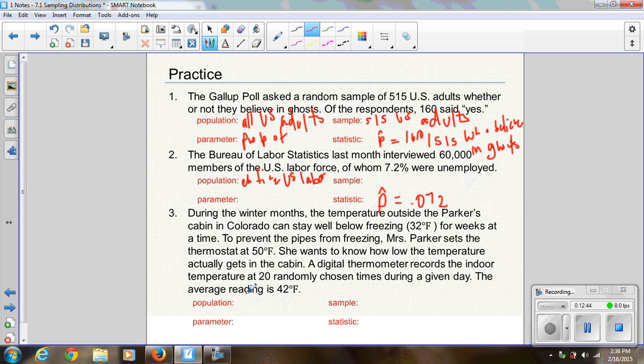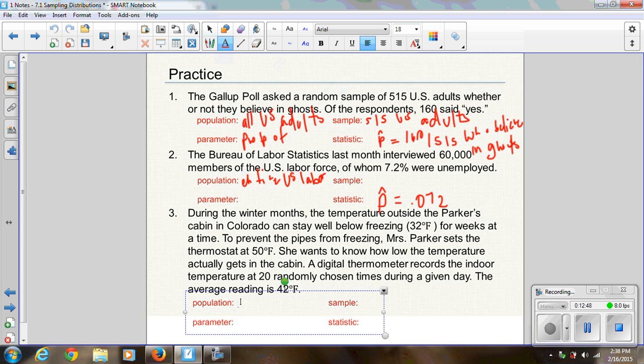So the population in this case, and actually maybe I'll just type it in, maybe that'll be a little bit easier. The population in this case is going to be all the times, or the temperature, actually it'll be all the times during the day.